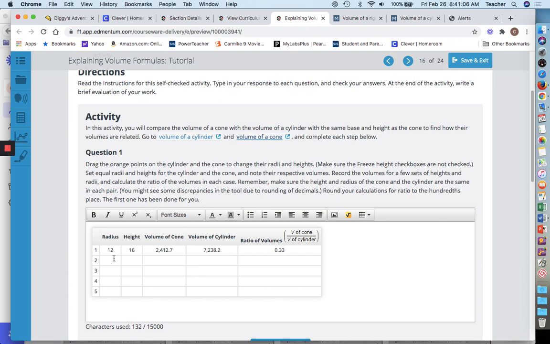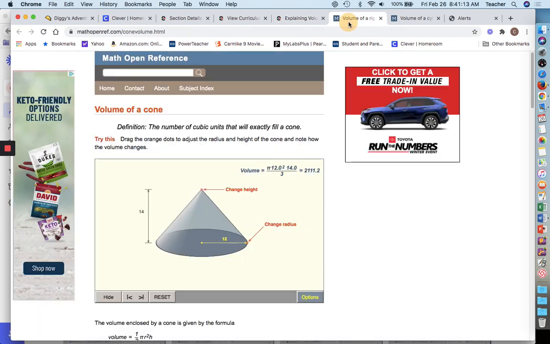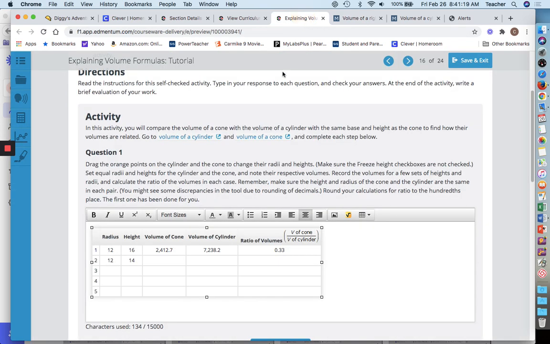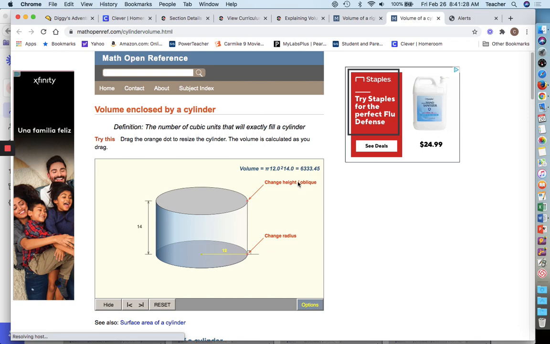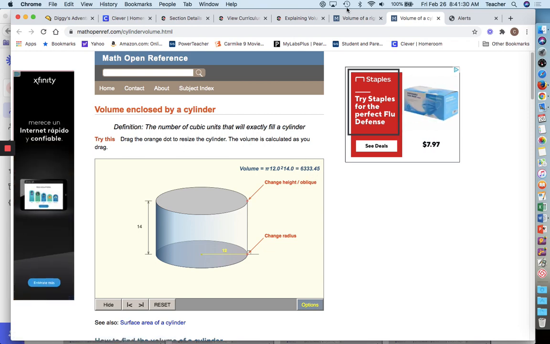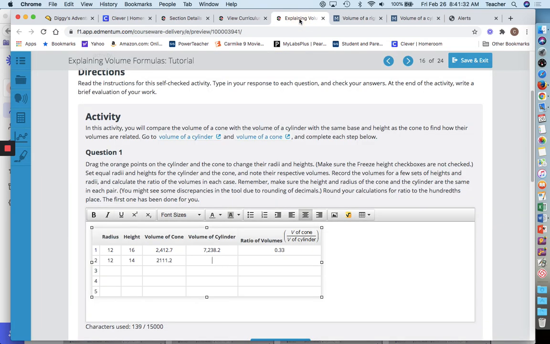All right, so radius 12, height 14. I'm looking for the volume of the cone, which is right up here, 2,111.2. I need the volume of the cylinder, 6,333.45. Now, ratio means we're going to be dividing these.